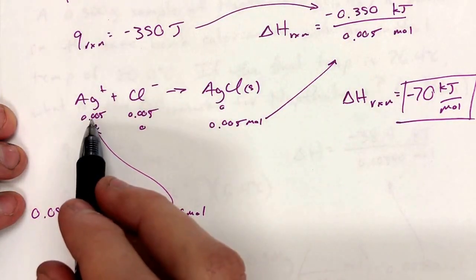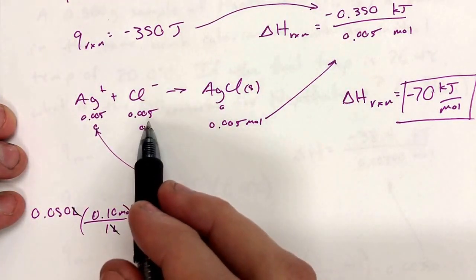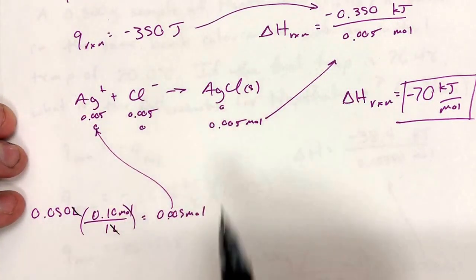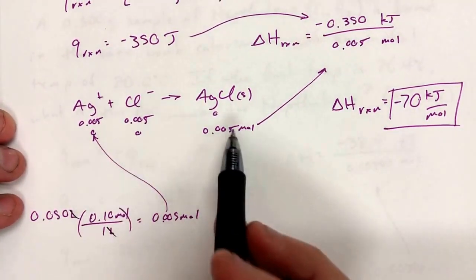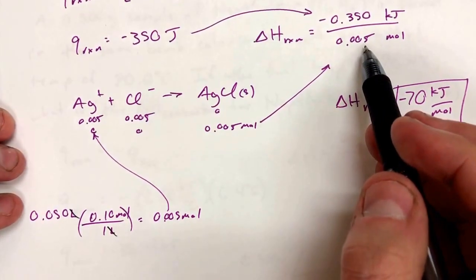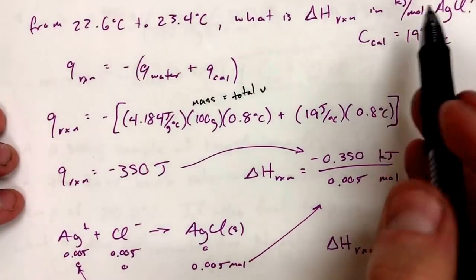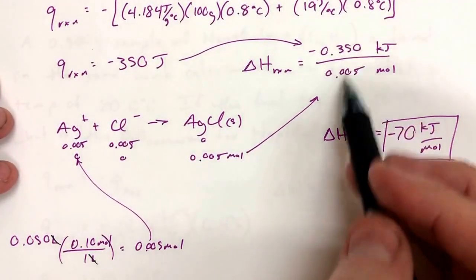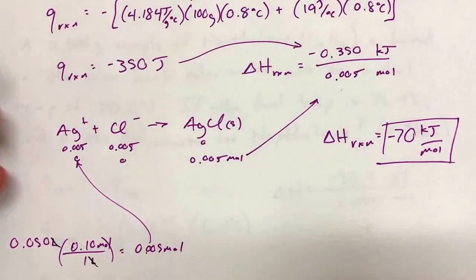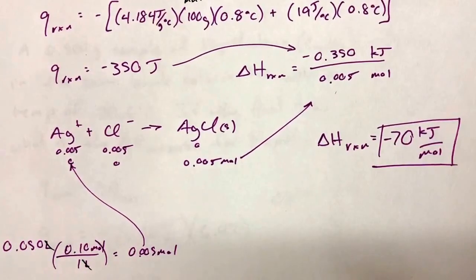Because there's 0.005 moles of silver and 0.005 moles of chloride, they make, at the end, 0.005 moles of silver chloride. We can assume it goes to completion. So that's what goes on the bottom, because that's the moles of AgCl, and that's what it asked for, kilojoules per mole of AgCl. So the delta H for the reaction is this number divided by that number, and we get negative 70 kilojoules per mole. So that's one way we can find the delta H.